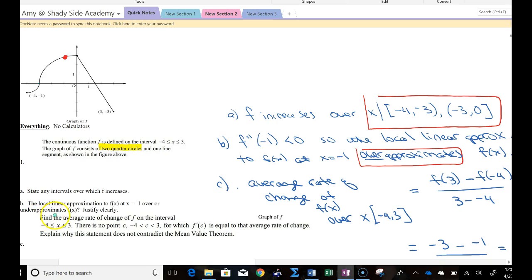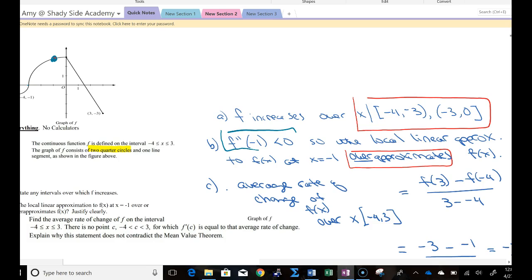Number 2, part B, the local linear approximation to f of x at x equals -1 over or under approximates f of x, justified clearly. Nowhere in part B were you asked to actually find the local linear approximation. You're just asked to say whether the local linear approximation would under or over approximate. Here is the point when x equals -1, okay, and you'll see here that at that point the graph of f is clearly concave down. Because f is concave down, which is saying the same thing as f double prime of -1 is negative, the local linear approximation to f of x at x equals -1 would be an over approximation of f of x.